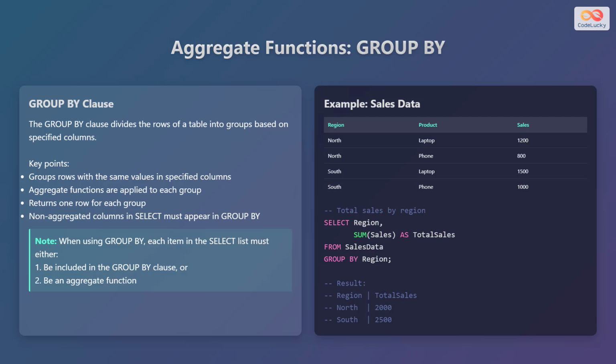For example, if we have a sales data table with columns region, product, and sales, we can use the GROUP BY clause to calculate the total sales by region. The SQL query would be: SELECT region, SUM(sales) AS total_sales FROM sales_data GROUP BY region. This would return a table with the total sales for each region.